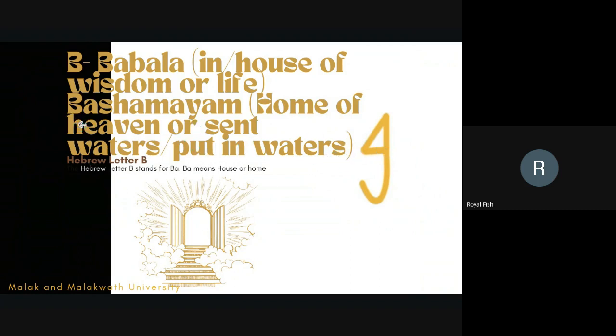In the shorter definition, it's the house in heaven. So Ba always represents house or home. Ba means house or home, and then Shemayim literally is the word for heaven. Breaking it down on a deeper level, it is the home of heaven, or sent waters, or put in waters. So we know the firmament was in the heavens. So that's going to always represent sent waters or put in waters.